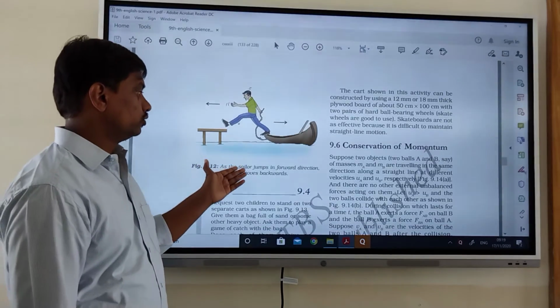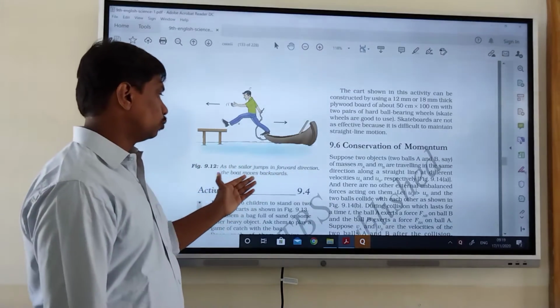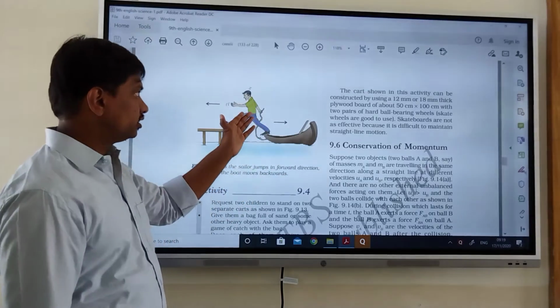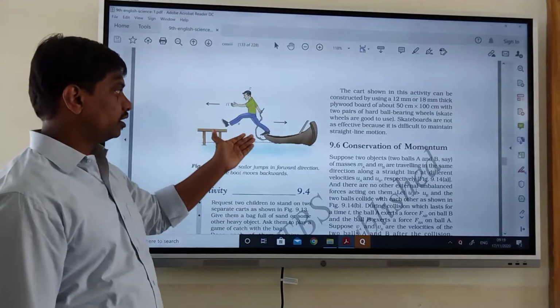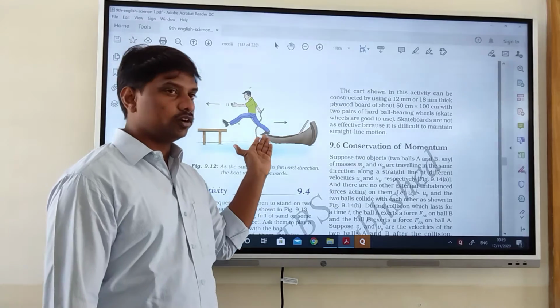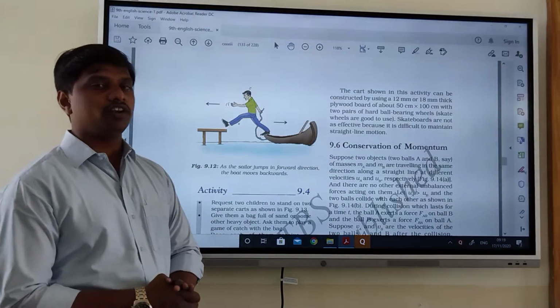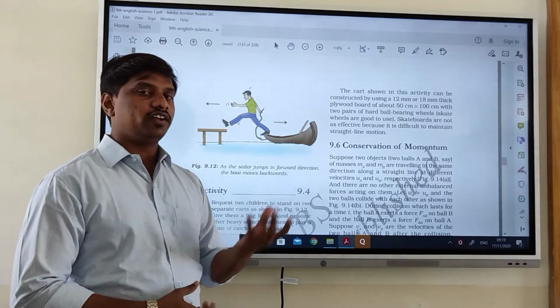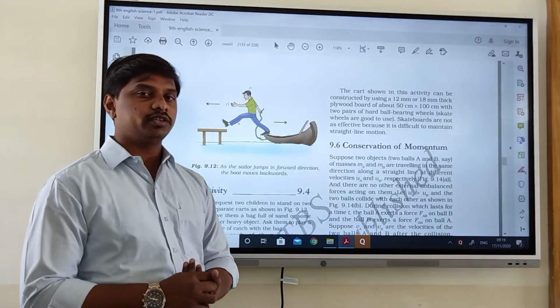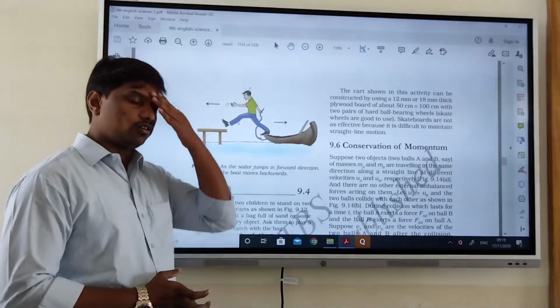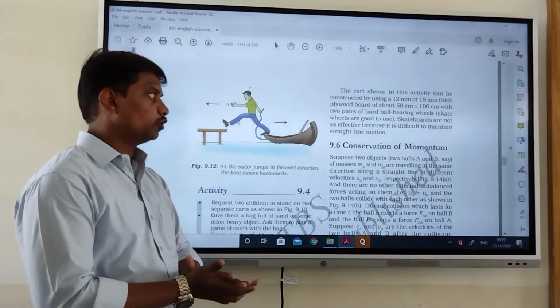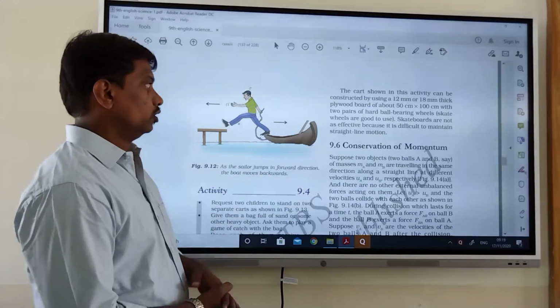This is another example for the third law of motion. As the sailor jumps in the forward direction, the boat moves backwards. He is jumping in the forward direction, but the force of the boat is exerted in the opposite direction. This is also one type of example for the third law of motion. And the launching of vehicles, rockets is also an example for the third law of motion. We have a lot of examples for the third law of motion. You can go through your textbooks also.